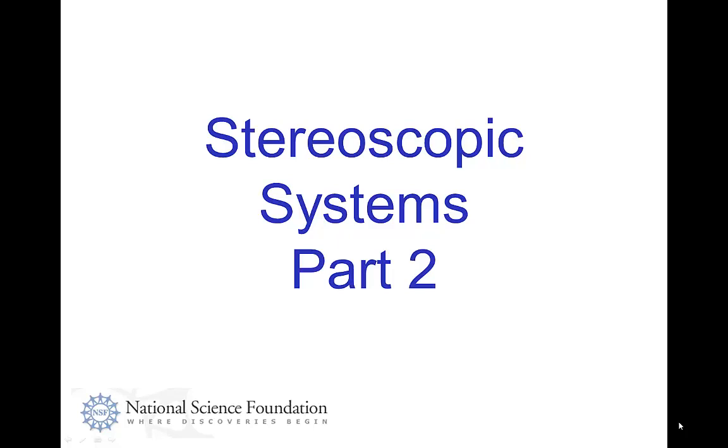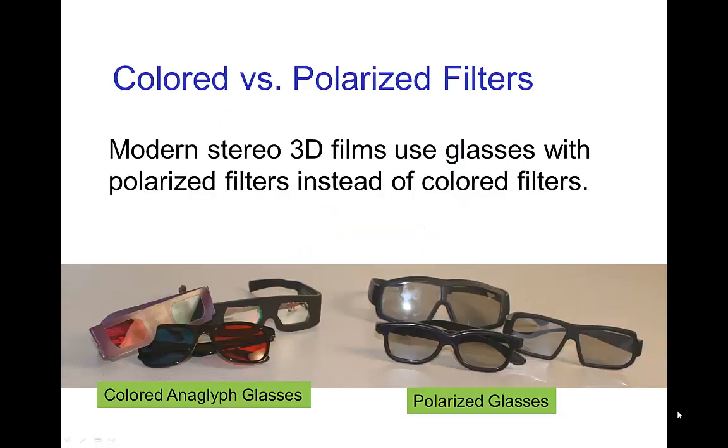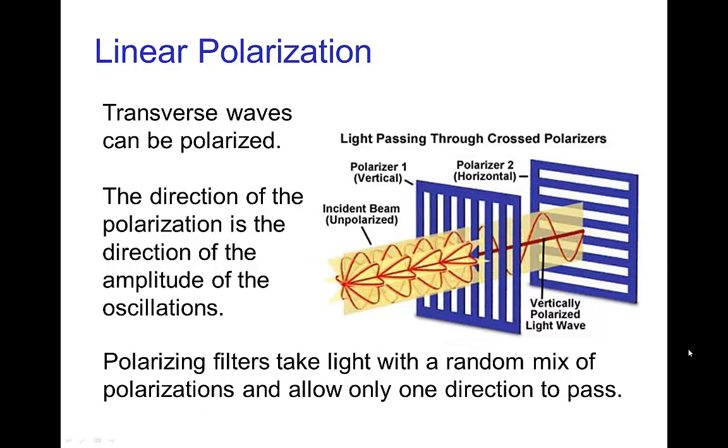Stereoscopic Systems, Part 2. Now, in Part 1, we discussed anaglyph systems where you see different images in each eye using colored filters. But modern 3D films, instead of using colored filters, tend to use polarized filters.